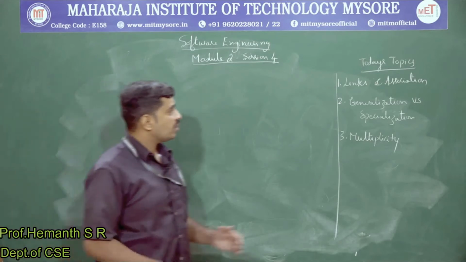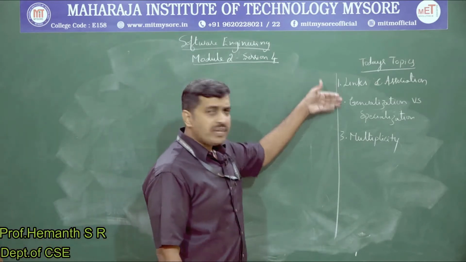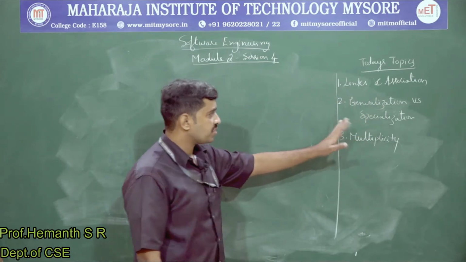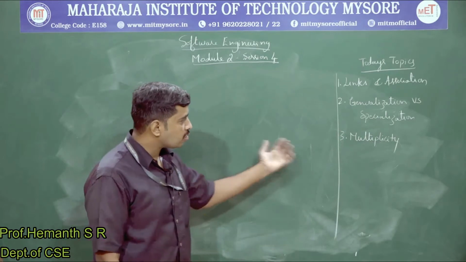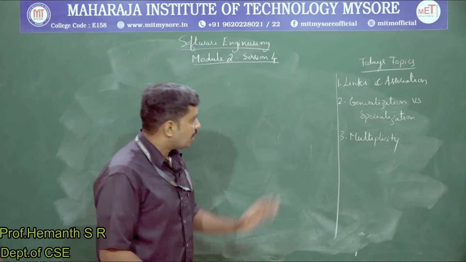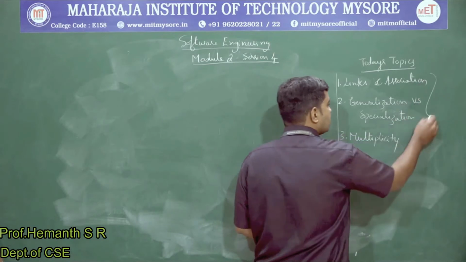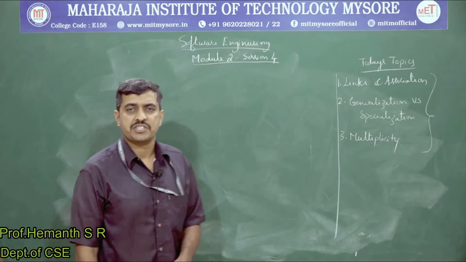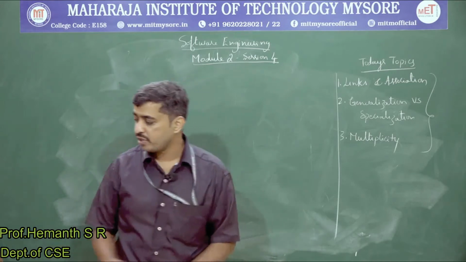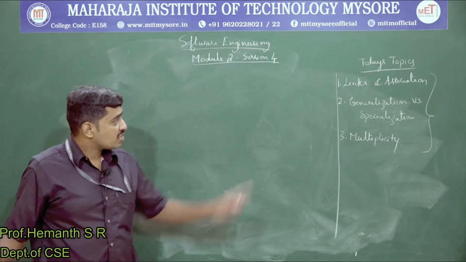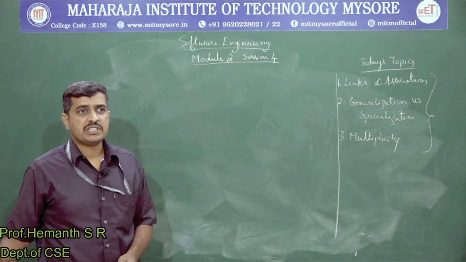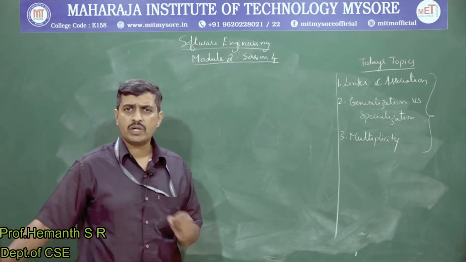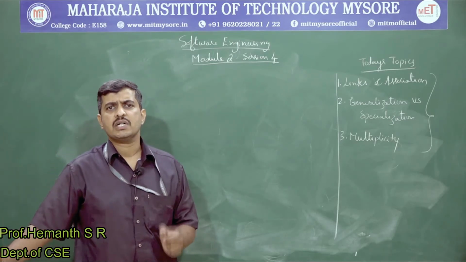So in today's session, we will be discussing different aspects of class modeling, which includes links and association, generalization versus specialization, and also multiplicity. These topics will utilize the basics of classes and objects that were discussed in the previous sessions. So we had a brief recap of it. To start with, first we will take up generalization versus specialization. We will try to understand what is generalization and what is specialization in the context of a class.